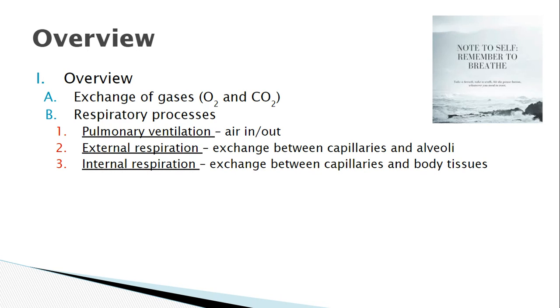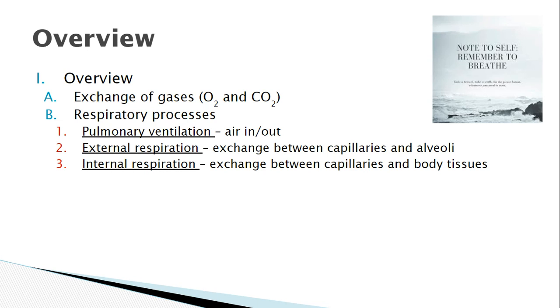And then the third process, internal respiration, is where that blood is carried all the way through to your tissues. And then when it gets into the capillaries of your body's tissues, then it drops off all the oxygen that it's picked up from your lungs and picks up carbon dioxide and then takes that back. So basically, we have to get air in and out. We have to get oxygen through the lungs into the blood, and then we have to deliver that oxygen to your tissues. Those are the three processes.